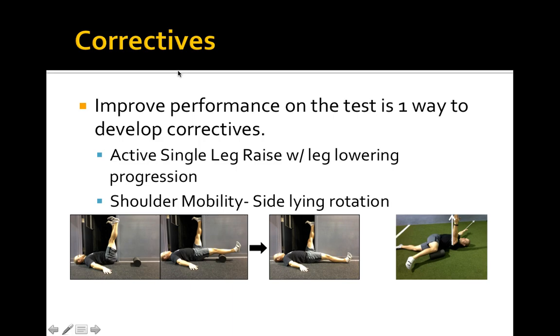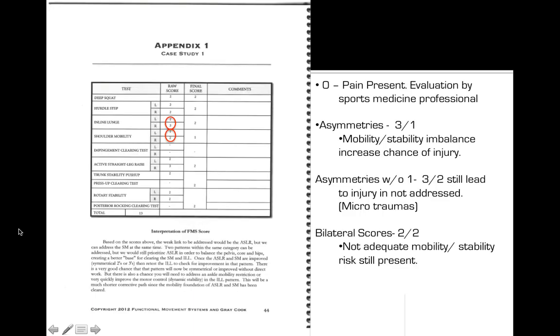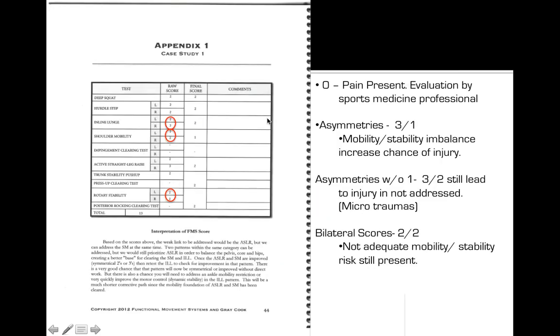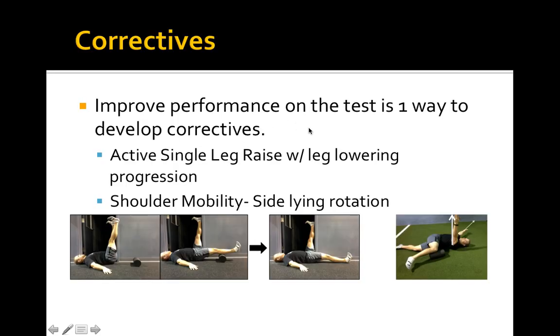Say we did the hurdle step, and that's the person stepping up over the hurdle here. They score a 1. It's not the best, and this score was pretty low. Working on improving the flexibility of the hamstrings can help this. So if we jump forward, improved performance on the test is one way to develop correctives. Focusing on the test is the milestone to implement it into your program.